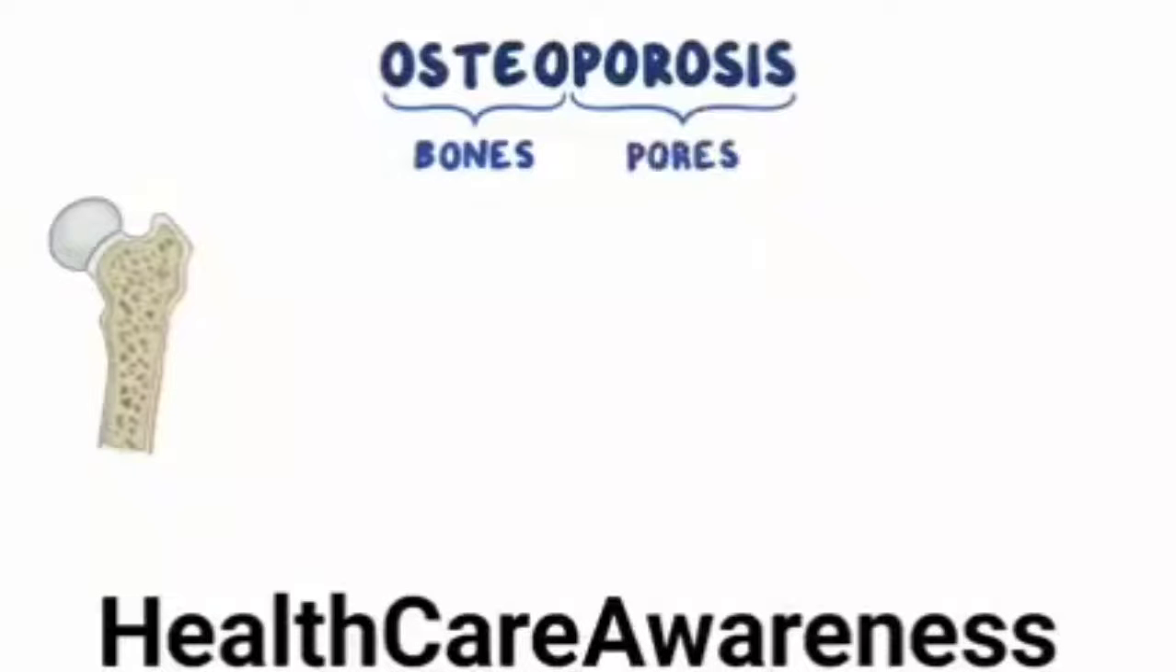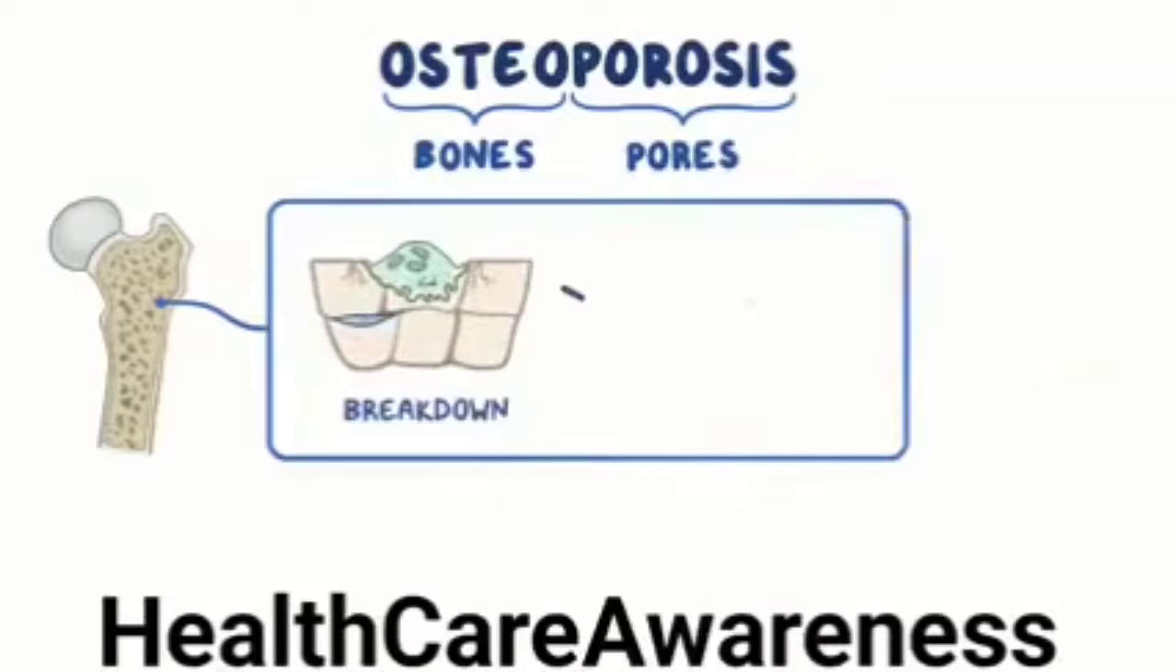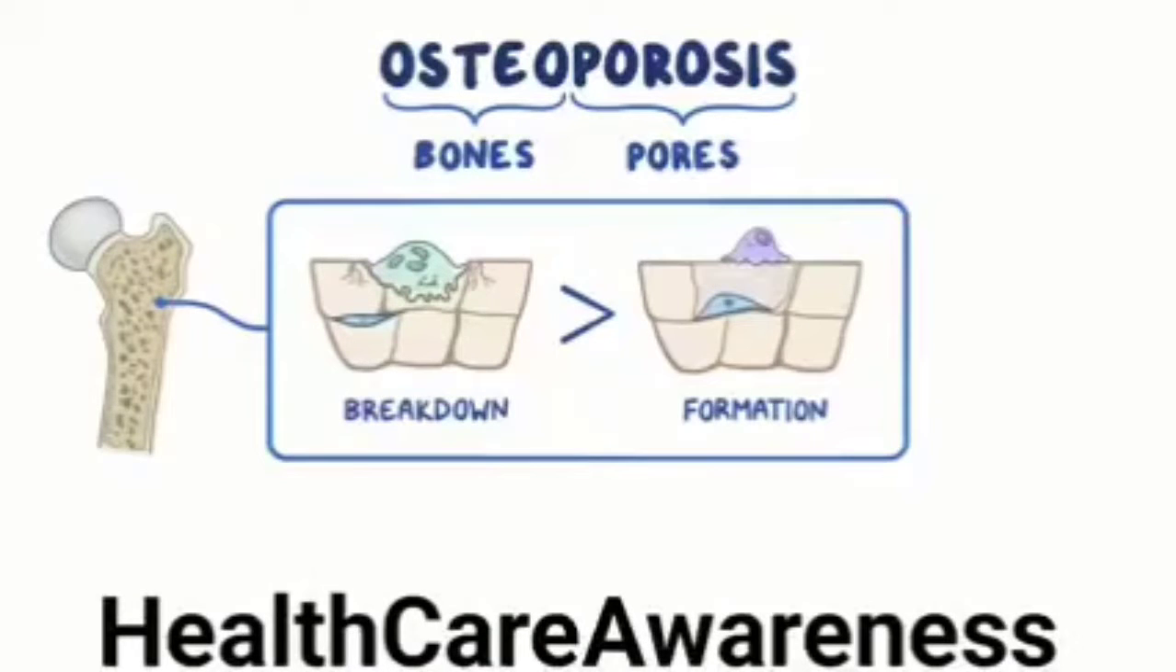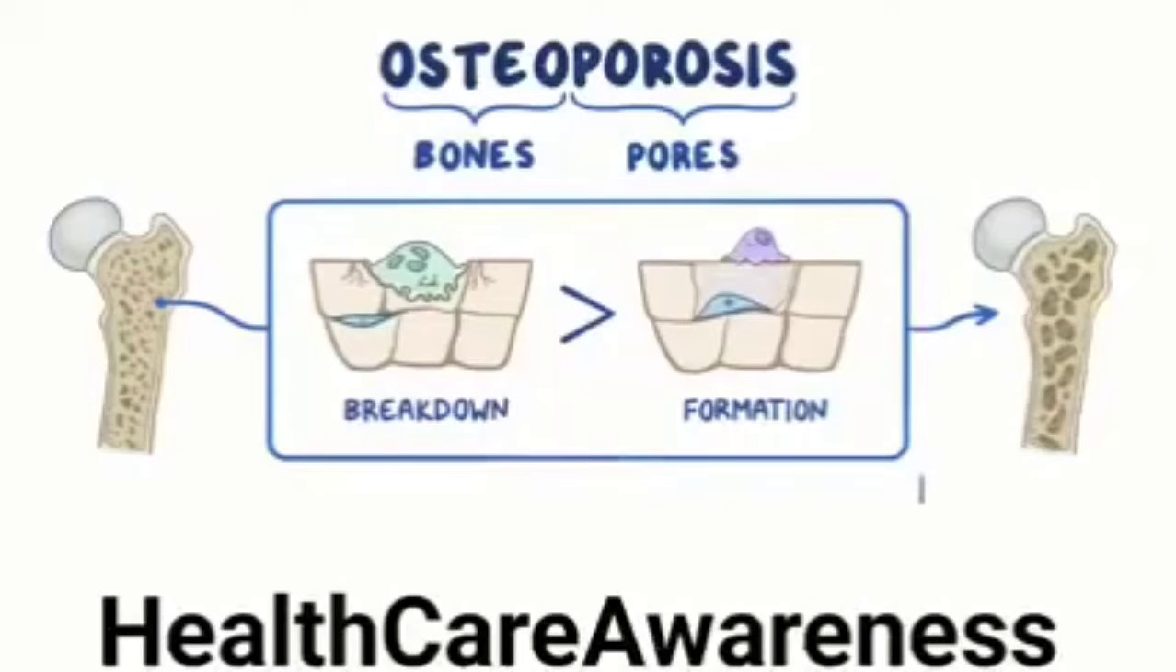Porosis means pores. So, osteoporosis is when there's a higher breakdown of bone in comparison to the formation of new bone, which results in porous bones, meaning a decrease in bone density to the point of potential fracture.